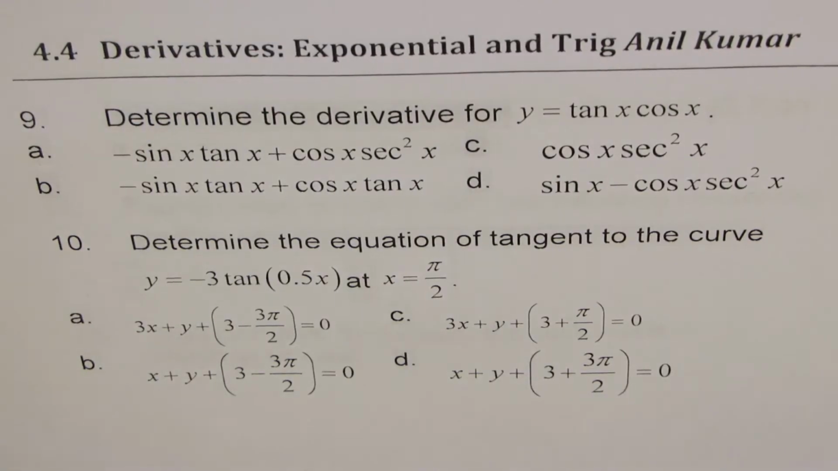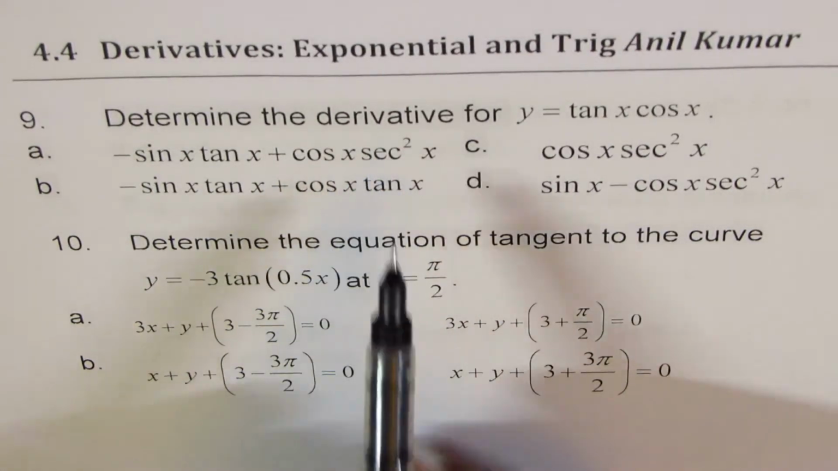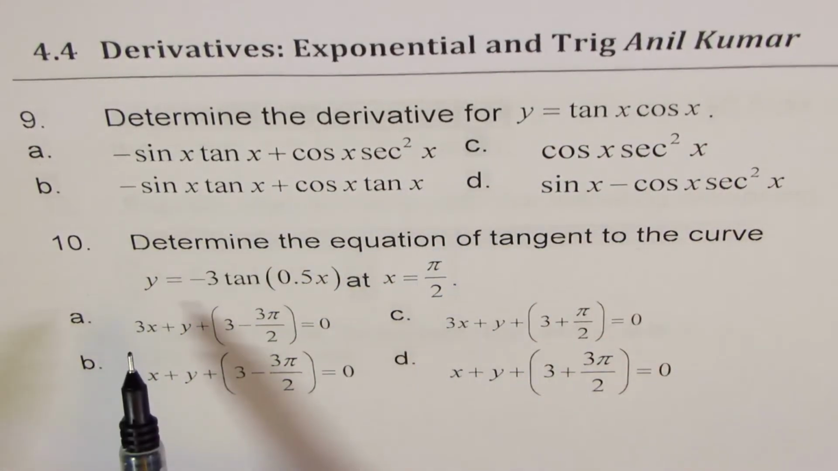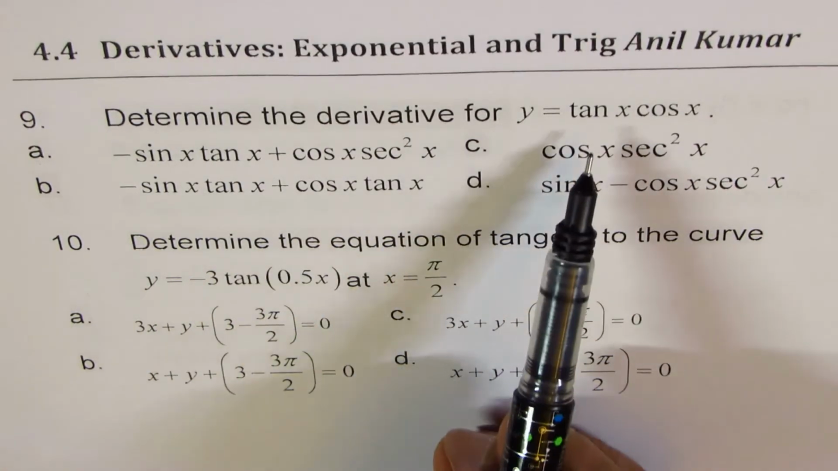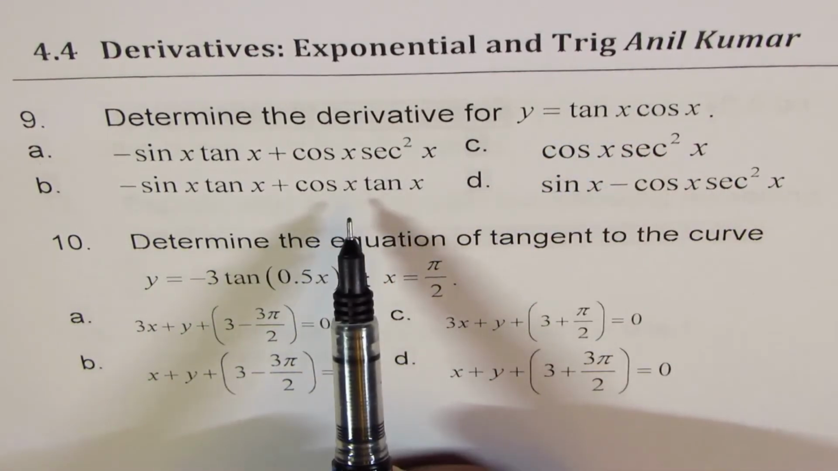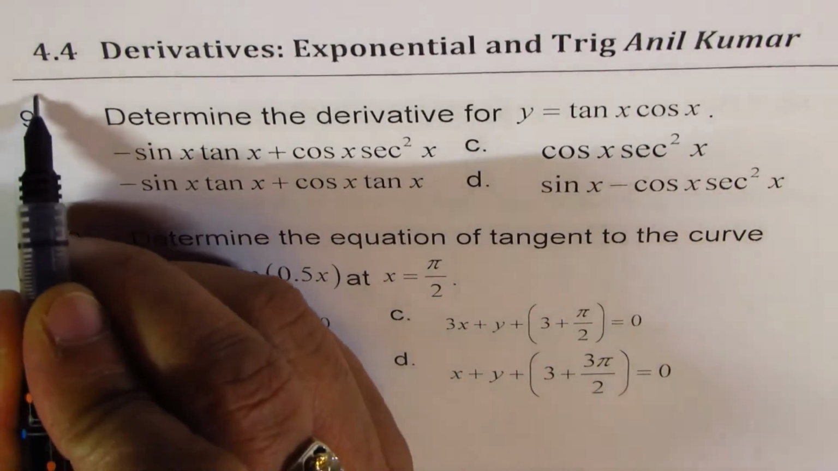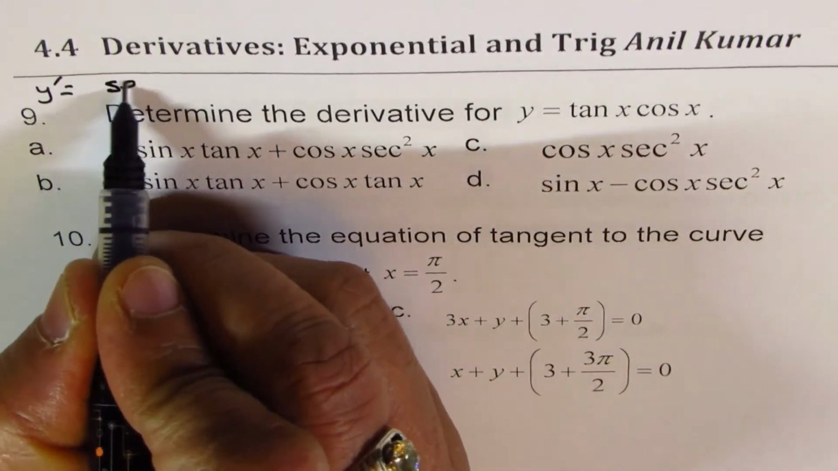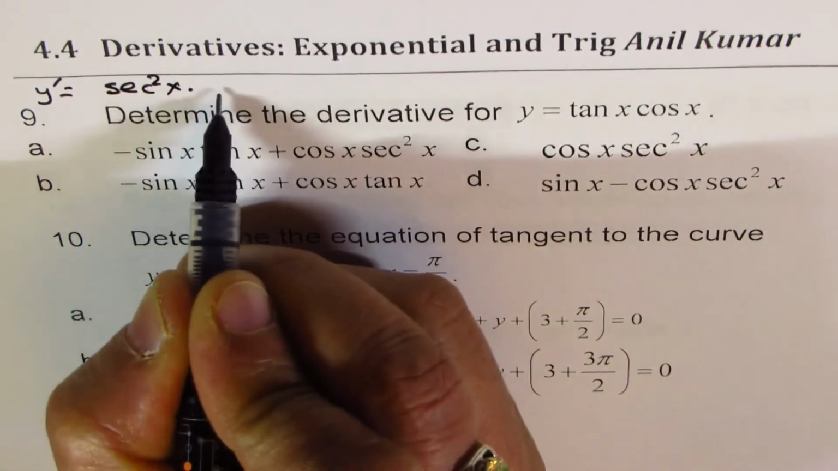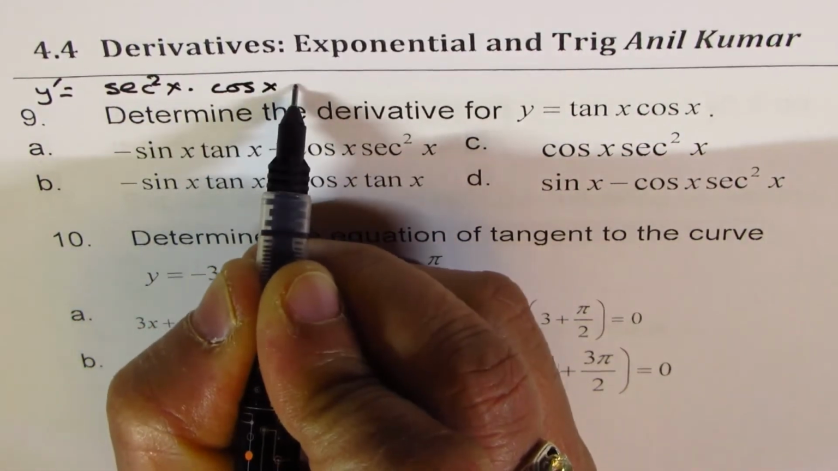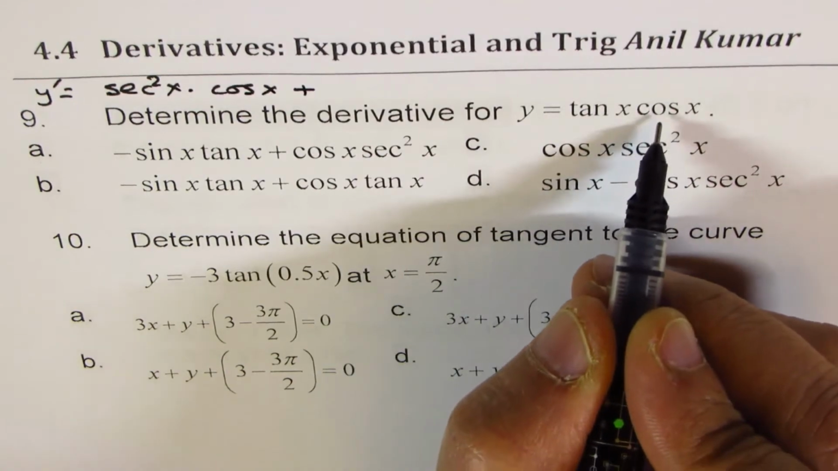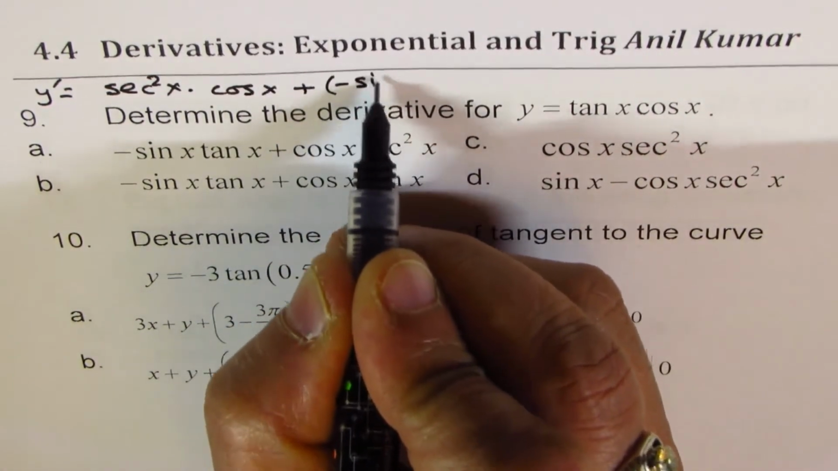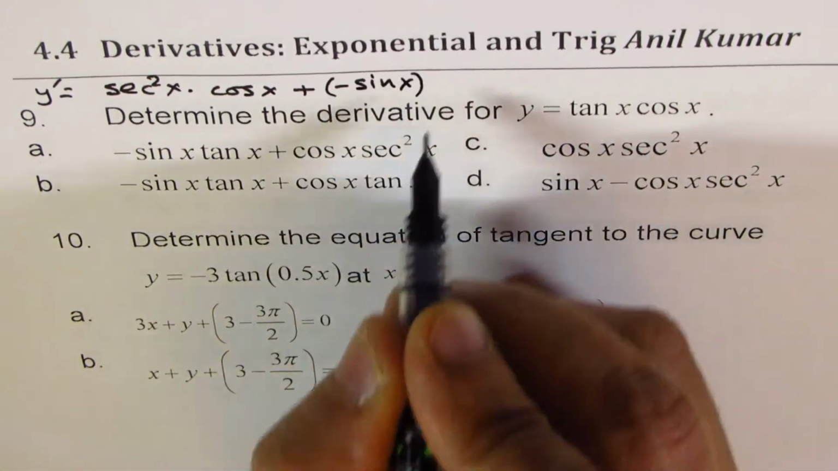Question number 9. Determine the derivative for y equals tan x cosecant x. Four choices are given. It seems we need to apply the product rule to find the result. So let's use the product rule. Derivative of tan x is secant squared x, because secant squared x times cos x plus derivative of cos x is minus sin x. So we could write minus sin x first here times tan x.